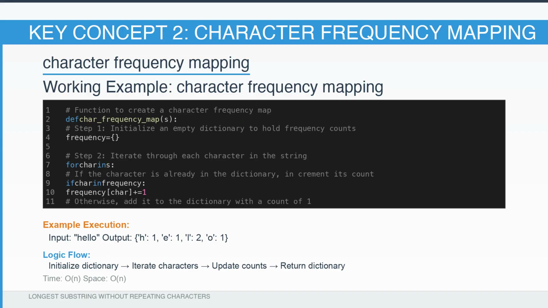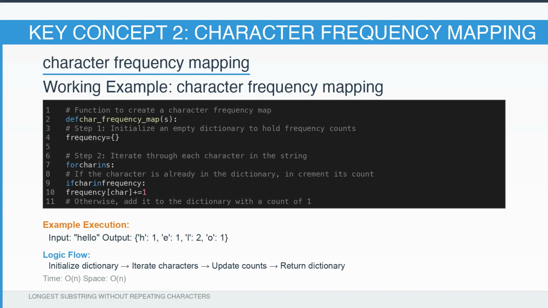First, we start by initializing an empty dictionary called frequency. Think of this dictionary as a container that will hold each character as a key and its count as the value. Next, we iterate through each character in the string S. If we find that the character is already in our dictionary, we simply increase its count by 1. This is like keeping a tally for how many times each character shows up. If the character isn't in the dictionary yet, we add it with a count of 1. Finally, we return this frequency dictionary.